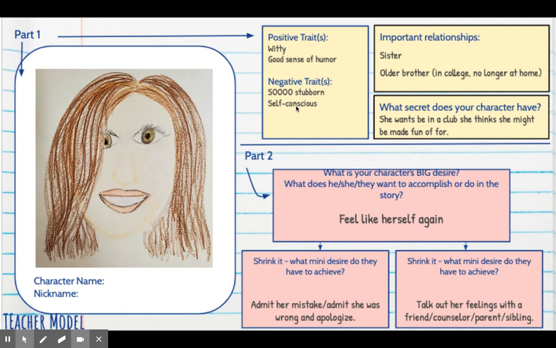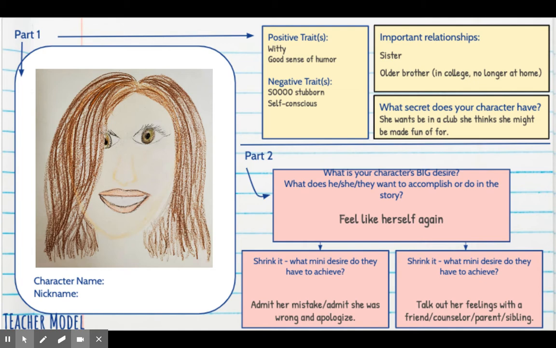Negative traits, she's super, super stubborn, and she's self conscious. She worries about what people think about her. Important relationships for my character that I pictured, her sister is really important to her, who's older, and then her brother is also an important person in her life, but her brother is off at college, and that's a recent thing. So that's a change in their house, that their older brother is no longer there.